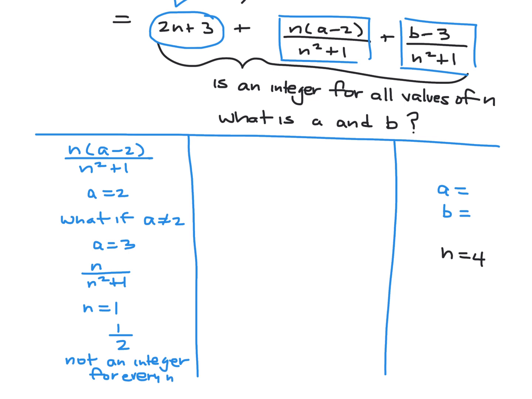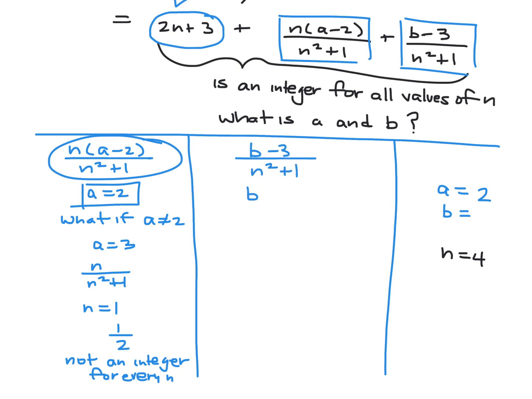In a very quick way, a equals 2 is the only value for which that term is an integer for all values of n. Okay, so the same story we do for b. And that's this one, b minus 3 over n squared plus 1. If b equals 3, then that becomes 0, and it's an integer. Okay, b equals 3? Yeah, b equals 3.